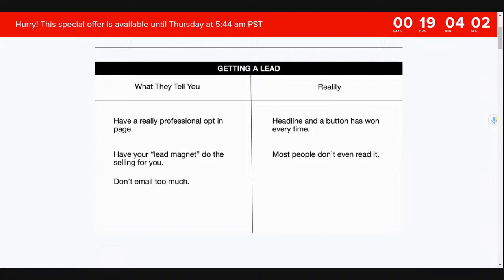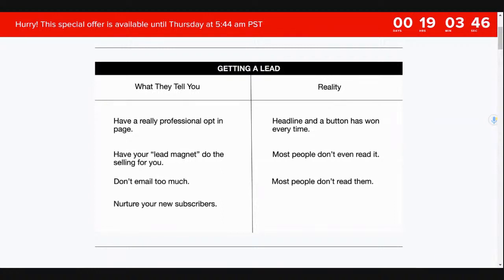This is the worst one ever, probably. Don't email people too much. Don't email them too much. You're going to make them mad. Here's the deal. Most people don't read the emails anyway. Do you read every single email you get from me? No. Wish you did, but you don't. It's normal. Okay. So I guess that's how it goes.